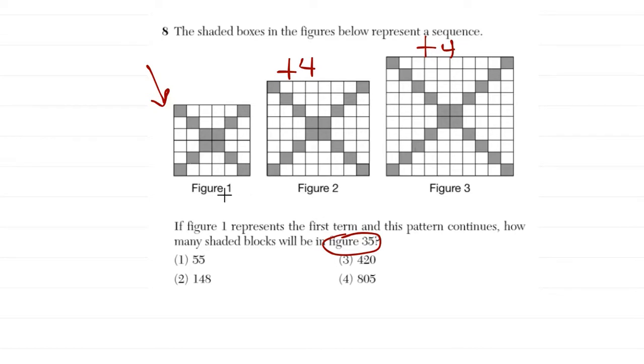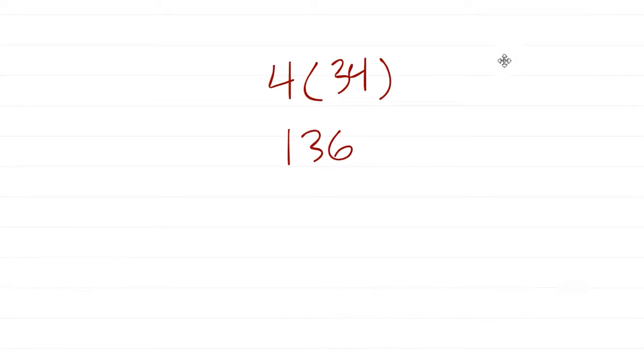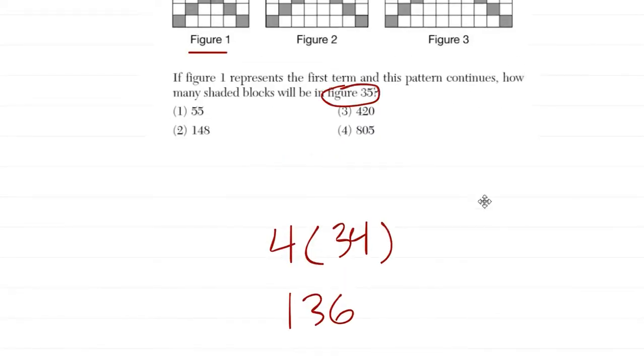So what's happening is, to go from figure 1 to figure 35, that's a change, if you want to think of it like that. We're adding 34 more figures, right? And remember, every single time we add a figure, we're adding 4 blocks. So if I'm changing 4, 34 times, what does that give us? How much is 4 times 34? That gives us 136. That's how much we've changed after we've gone from figure 1 to figure 35.